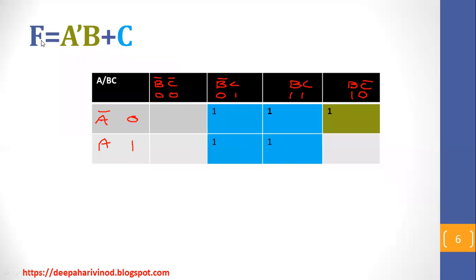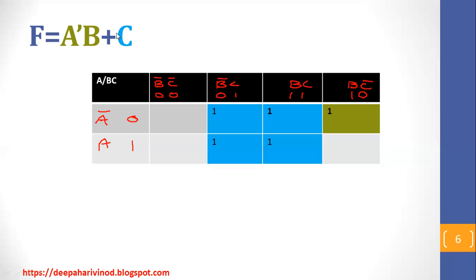Now, taking another example, F equal to A bar B plus C. I just want to show you how to map this Boolean function into the K-map. So, let me consider A bar B. Check which row represents A bar. This row represents A bar, isn't it? Now, find out B. These two columns represent B. So these two we have to fill with logic one.